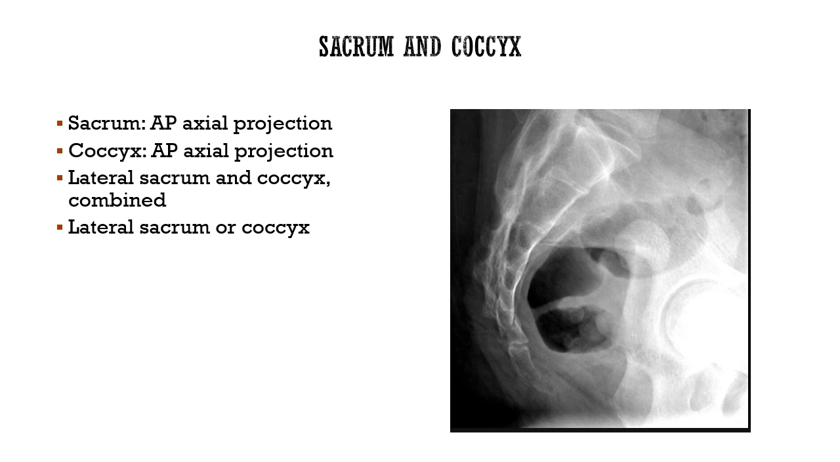The sacrum and coccyx. We have four images we'll take a look at. There's the AP axial of the sacrum, AP axial of the coccyx, the lateral sacrum and coccyx combined, and then the lateral sacrum or coccyx separated.